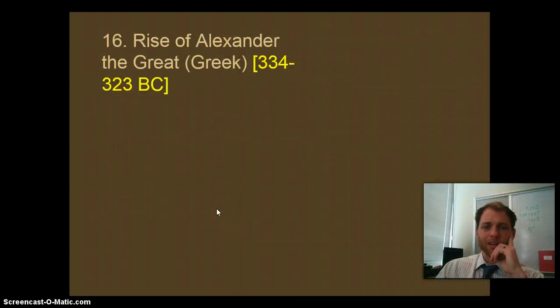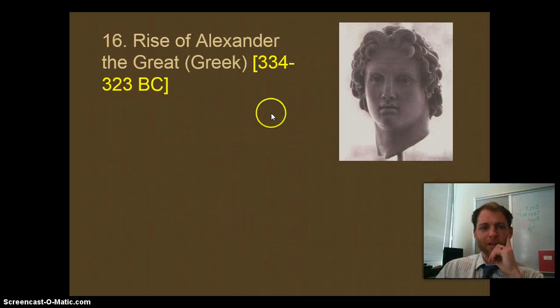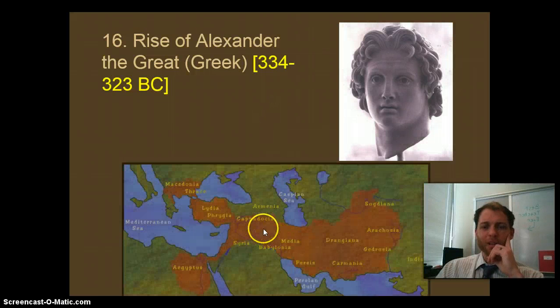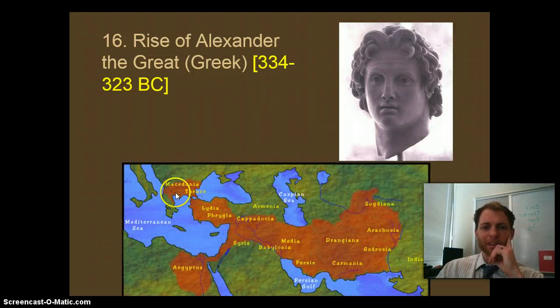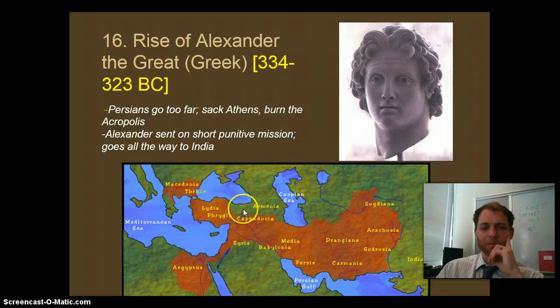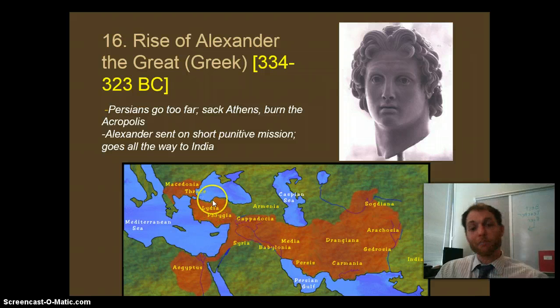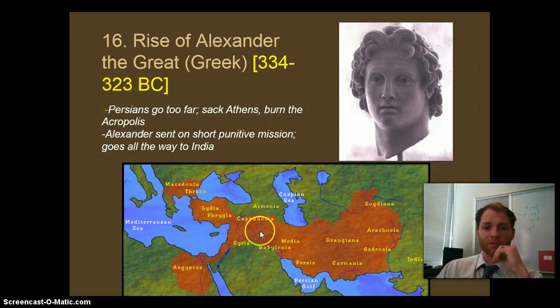But then this dude named Alexander the Great comes on the scene, and the Persians push a little too far, and they attack Greece, and the Greeks kick their butts. Alexander's sent to knock them back, and he ends up taking over their whole empire, and then some, goes all the way to India, all the way down into Egypt. Again, you'll notice the Fertile Crescent route. Still nobody wants to conquer the desert.